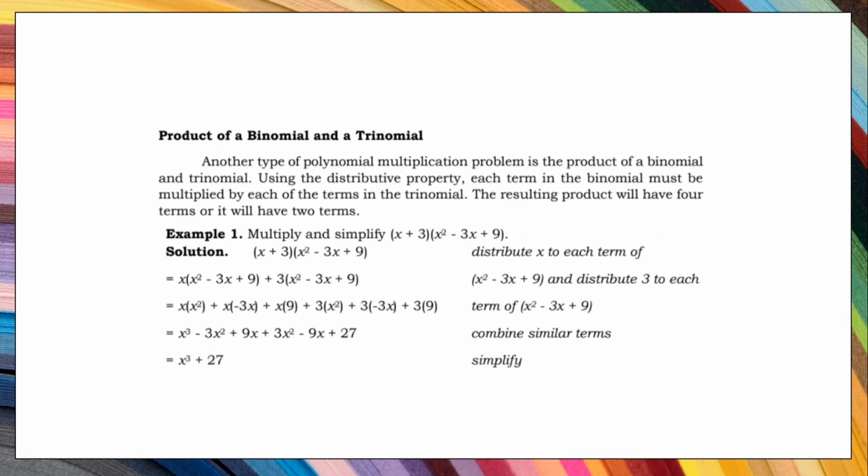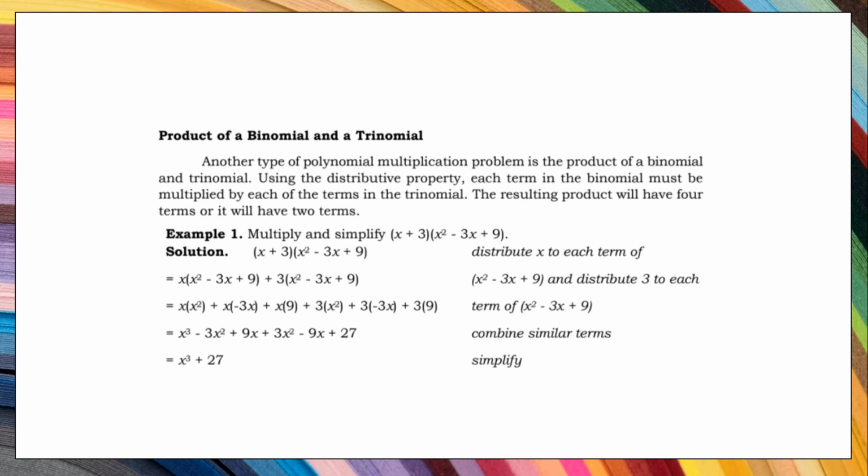Product of a binomial and a trinomial. Another type of polynomial multiplication problem is the product of a binomial and trinomial using the distributive property. Each term in the binomial must be multiplied by each of the terms in the trinomial. The resulting product will have 6 terms before simplifying.